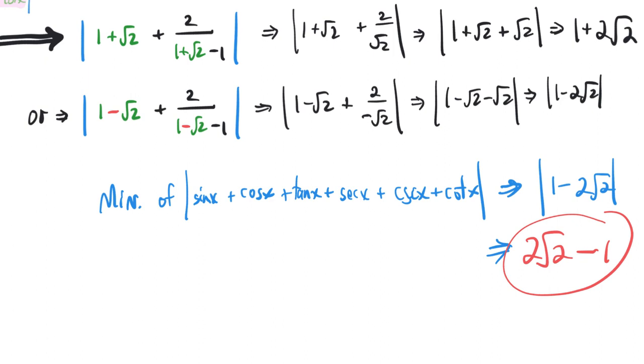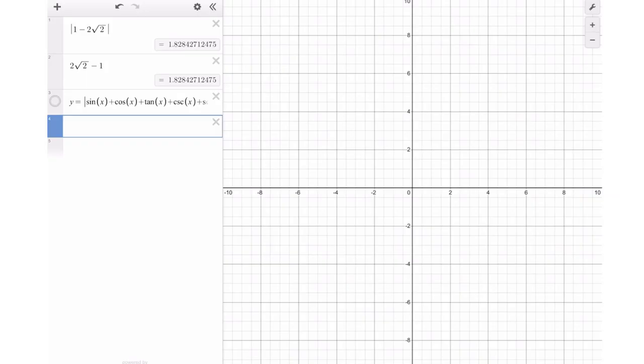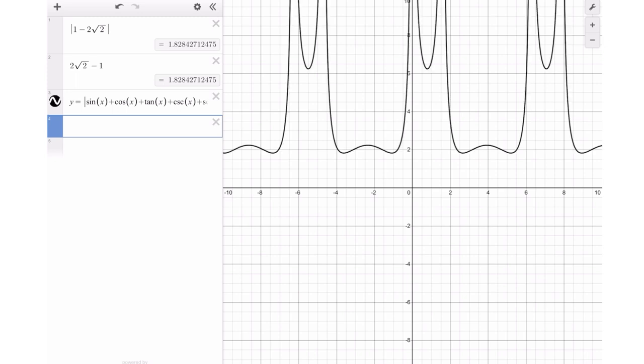Now let's just go ahead and see if this comports with the graph. All right. Well, first of all, our minimum we believe is about 1.828. And if we graph this, seems like we nailed it. The minimum is about 1.828.